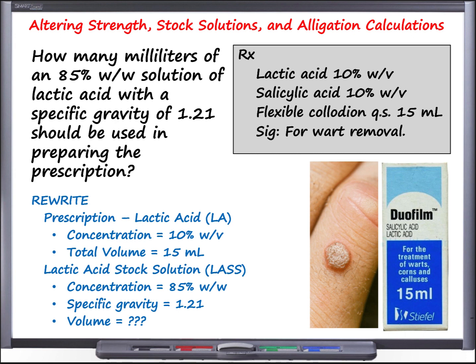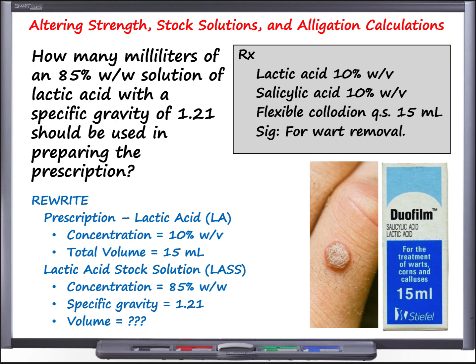What are we going to use to make that product? We have a lactic acid stock solution, and I'm going to abbreviate that LASS to separate it from LA, which we'll just refer to as the pure lactic acid. To provide the pure lactic acid, we're going to use the stock solution, LASS. What we know about this stock solution is that its concentration is expressed as, be careful here, 85% weight per weight. We were also given a specific gravity for that solution of 1.21.